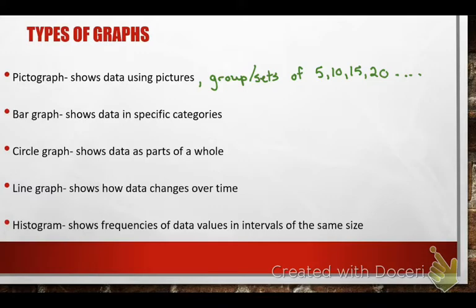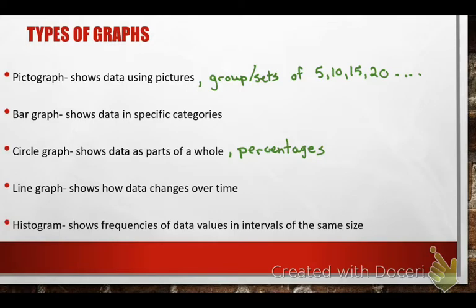A circle graph shows data as parts of a whole. I also want you to write here percentages. It shows data as percentages. So how is the whole split up? A circle graph is also called a pie chart. How is the whole split up, maybe into 3 pieces of that pie? And a lot of times you'll see the keyword percentages.